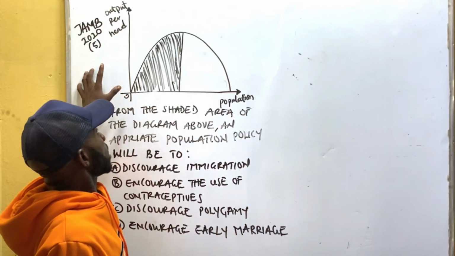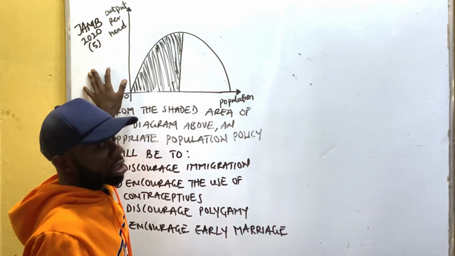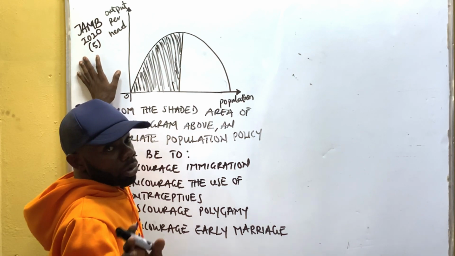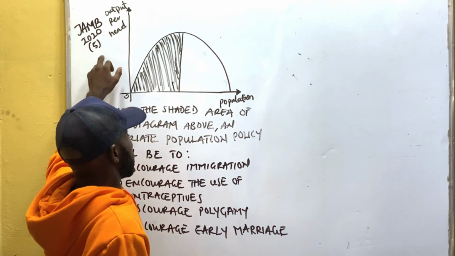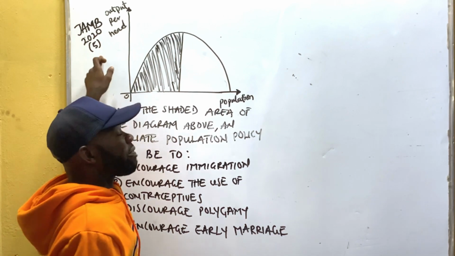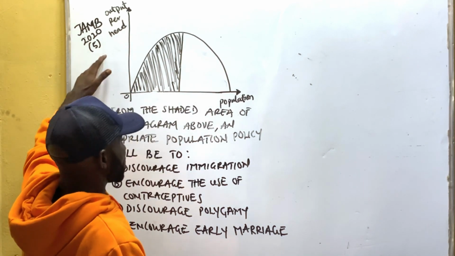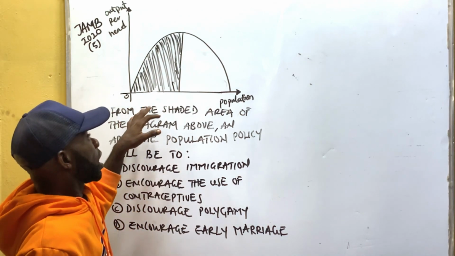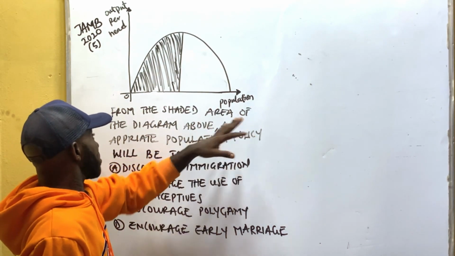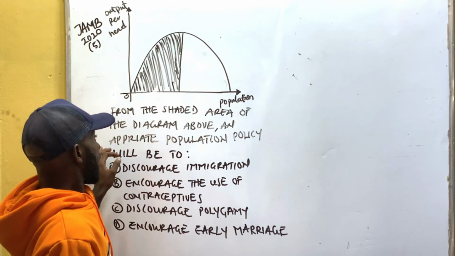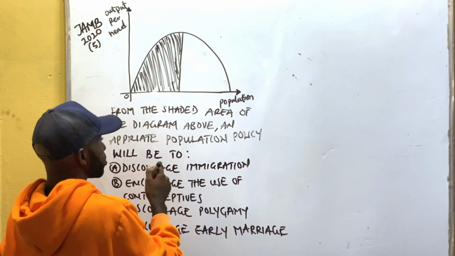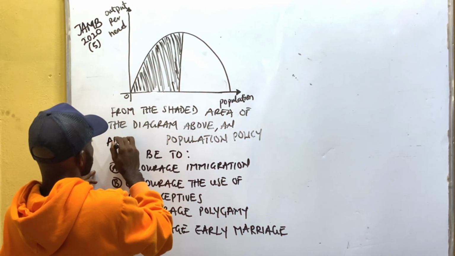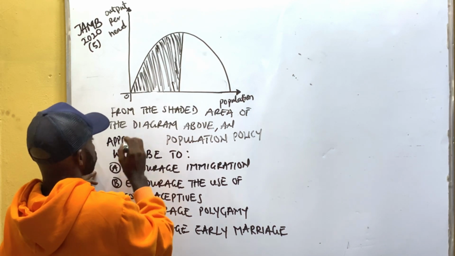Okay. The next question we are considering here is from the same 2020 UTME, which is also known as JAM, but this time we're going with question number 5. Question number 5 is a question from the theory of population. And the question says, from the shaded area of the diagram above, an appropriate population policy will be to do what?